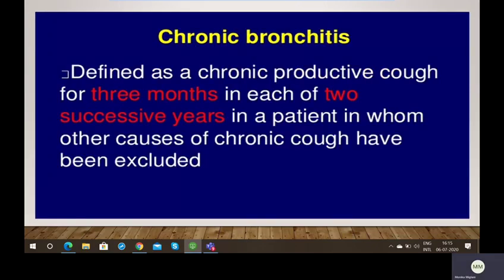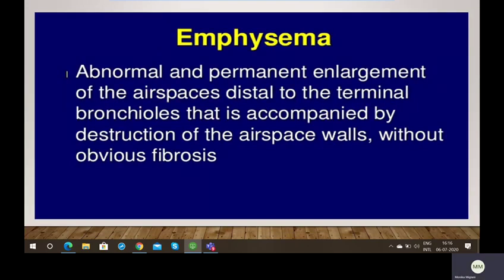Now coming to chronic bronchitis. Chronic bronchitis means inflammation, so here there is a chronic inflammation in the bronchioles. The definition is cough with expectoration on most of the days for at least 3 months in a year for 2 consecutive years. Emphysema is abnormal and permanent enlargement of the air spaces distal to the terminal bronchioles that is accompanied by the destruction of their walls without obvious fibrosis.